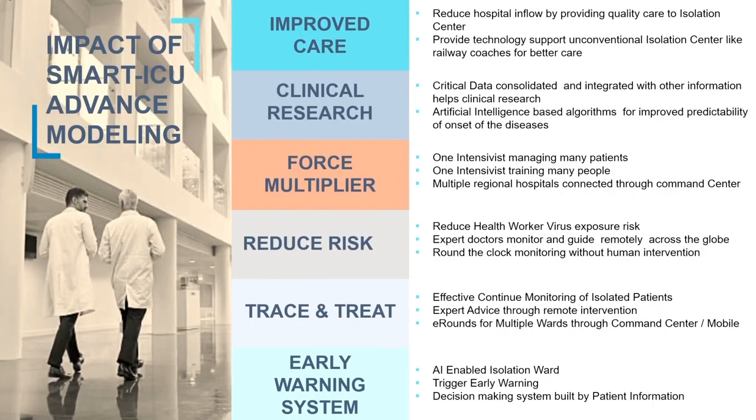So when you are developing a smart ICU, for the first 1 month you have to train the supporting staff for all the emergency procedures. That's it. After that, one person can manage so many patients. Right, so that is a force multiplier. One intensivist is training many people. So at the moment we have 10 ICUs, and every Thursday we are taking lectures. So that became very easy. If you have 100 ICUs, you can train so many people at the same time.